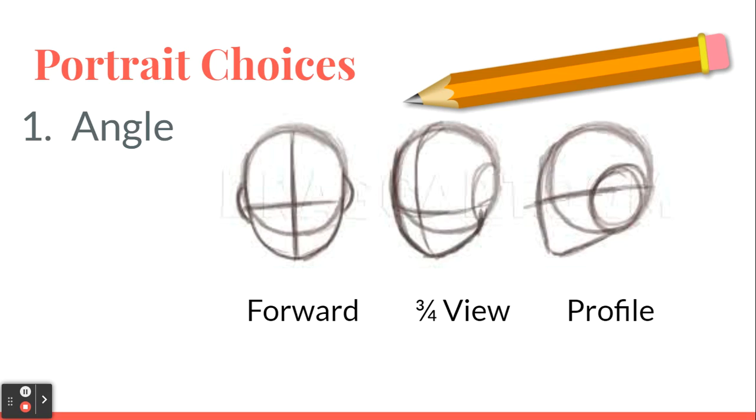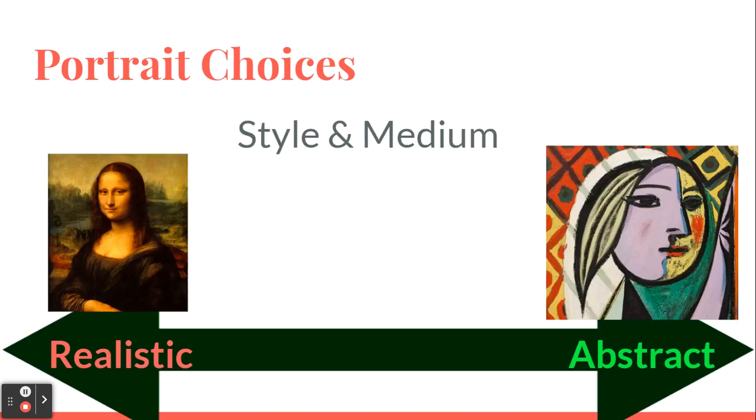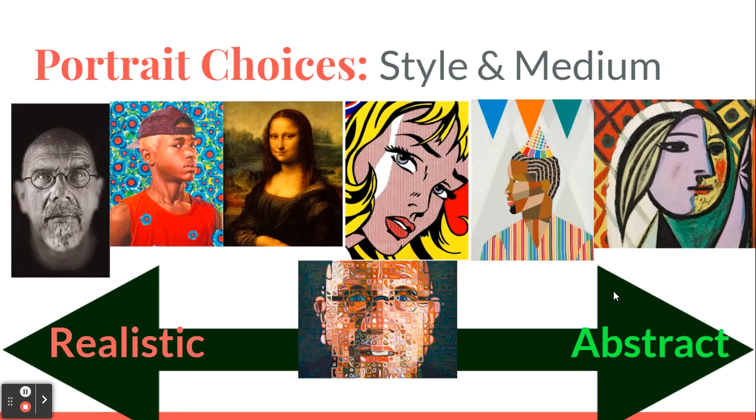Now we're going to choose artist styles. The style will kind of just dictate what our medium will be, or what kind of art materials we'll use. I'm going to show you a variety that go from realistic to more abstract. You don't have to do exactly like these artists, but you should be aiming to generally have some of their characteristics.